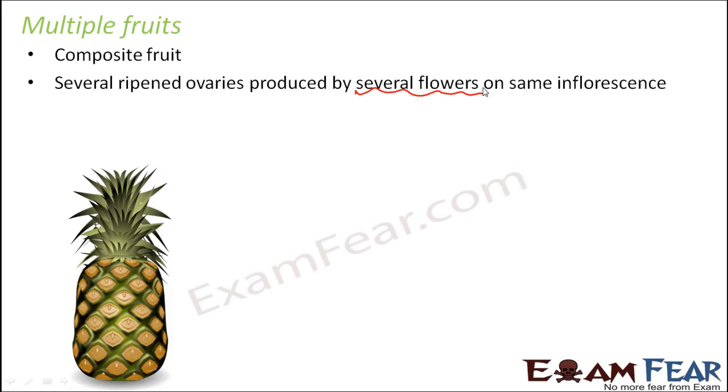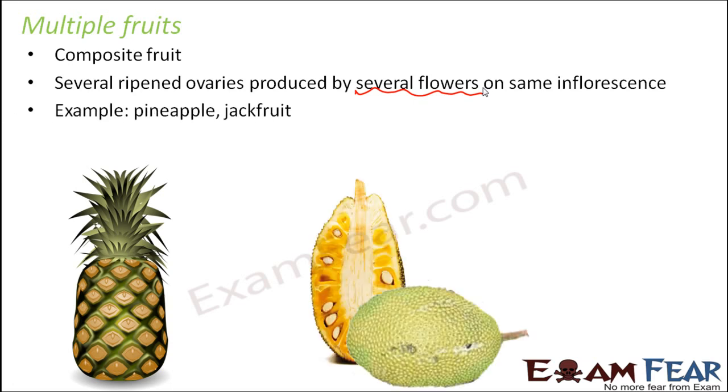So in pineapple also you can actually feel the difference. You can actually feel that several segments are joined together to form that fruit. So in pineapple each segment develops from the carpel of one flower. So one flower carpel will form this, another flower carpel will form another segment, and like that all the segments will join together to form the pineapple. So pineapple, jackfruit, these are examples of multiple fruits. So these are the different types of fruits based upon their structure.